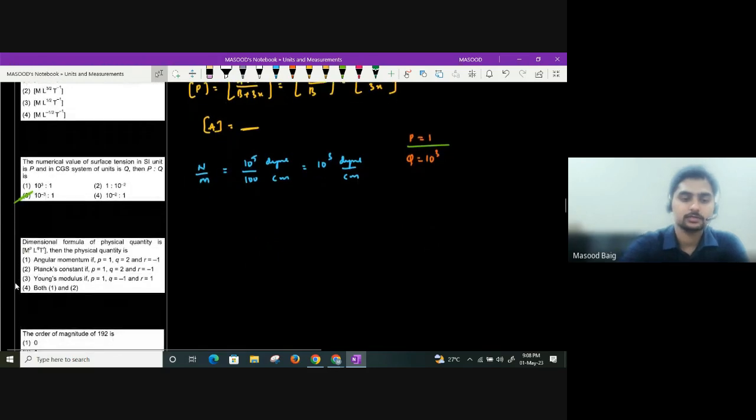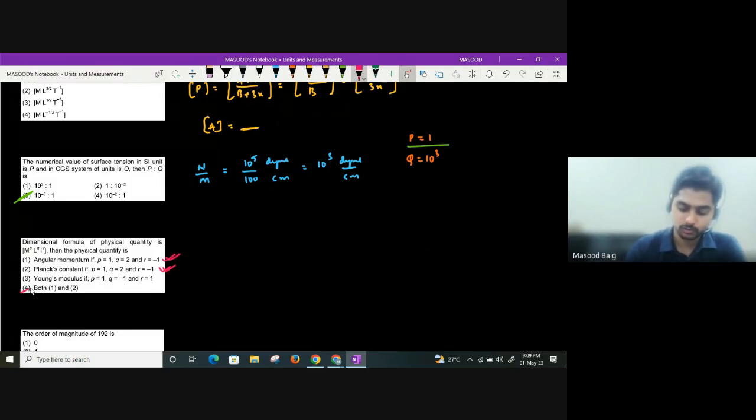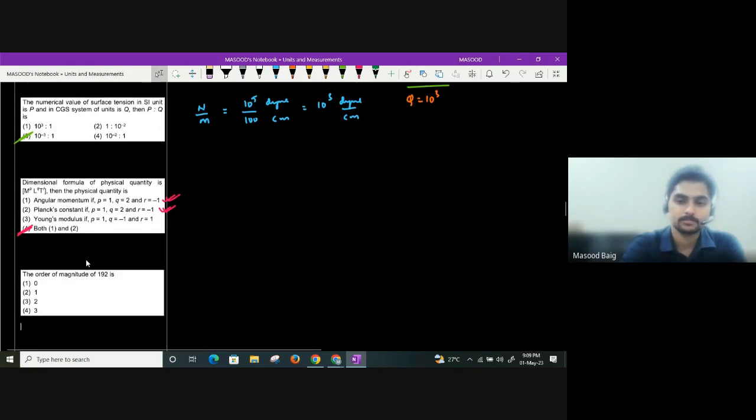Can you do this also in the same manner or not, guys? So ML square T power minus 1 will be the dimensions of angular momentum. Angular momentum will have the same dimensions as that of Planck's constant. So both are true, guys. So both 1 and 2 will be true. However, this one should be M power 1, L power minus 1, T power minus 2. So here T is raised to the power 1, which is wrong. So angular momentum and Planck's constant will have the same dimensions. Dimensions will be ML square T power minus 1. So if you substitute P, Q and R, you will get the same thing again, guys. Clear, everyone?